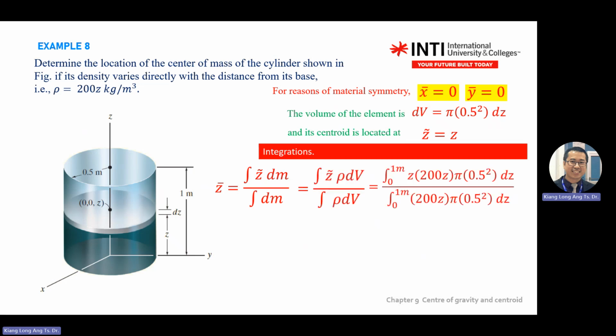Substitute M equal to rho V. Substitute there. Change all in Z terms. Integrate 0 to 1, 0 to 1. You get Z equal to 0.667 at the centroid for this small element.